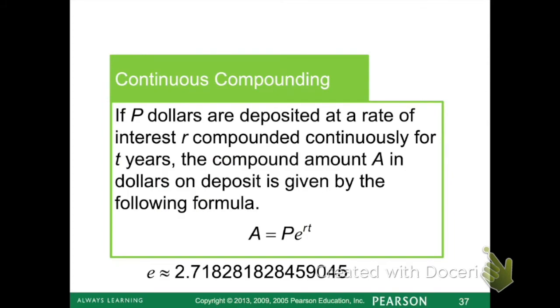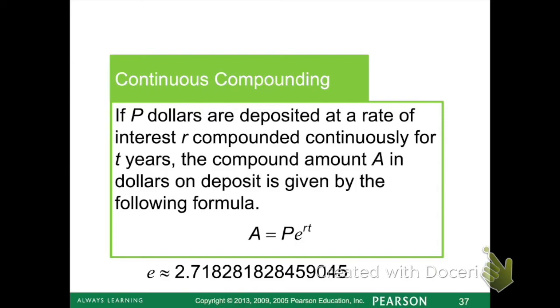Continuous compounding. So in the problems that we just did, we were told how many times a year the interest compounded, whether it was quarterly or annually. Now we're going to talk about problems that continuously compound. So we have a new equation here. If P dollars are deposited at a rate of interest R compounded continuously for 10 years, the compounded amount A in dollars on deposit is given by the following formula. A equals P E to the RT. So I like to call this formula PERT for obvious reasons.